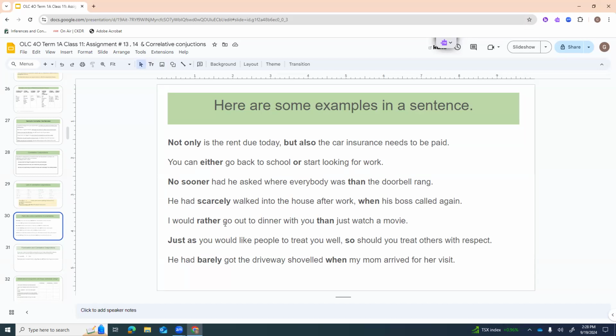I would rather go out to dinner with you than just watch a movie. Just as you would like people to treat you well, so should you treat others with respect. He had barely got the driveway shoveled when my mother arrived for her visit.